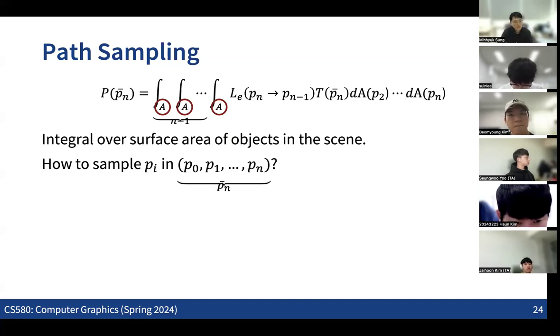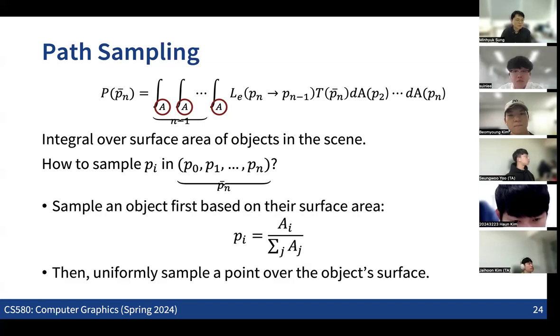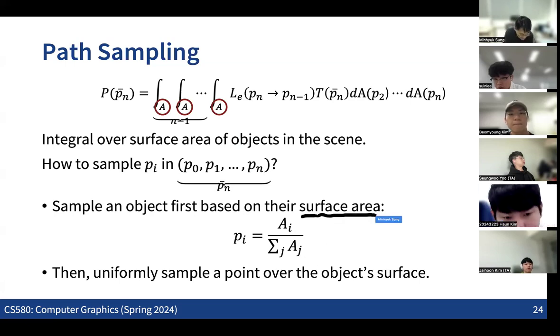The typical idea is that we first sample an object based on its surface area. If we have multiple objects in, for example, an indoor scene with chairs, tables, desks, walls, floors, and many other things, we first select the object where we are going to sample a point based on its surface area. Then for the sampled object, we also sample a point over the object's surface.